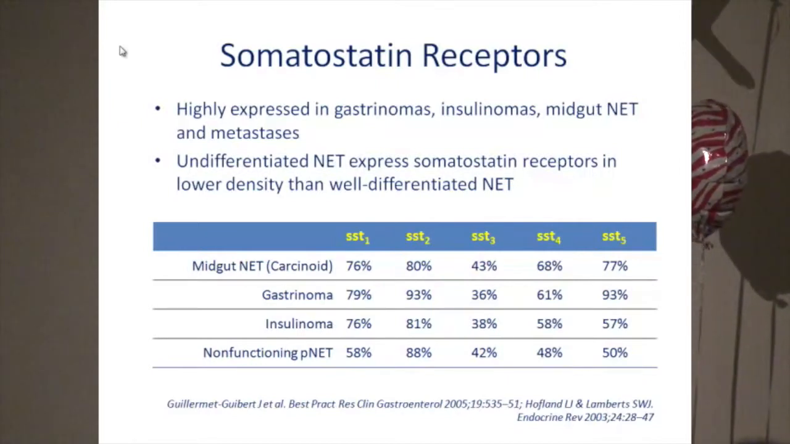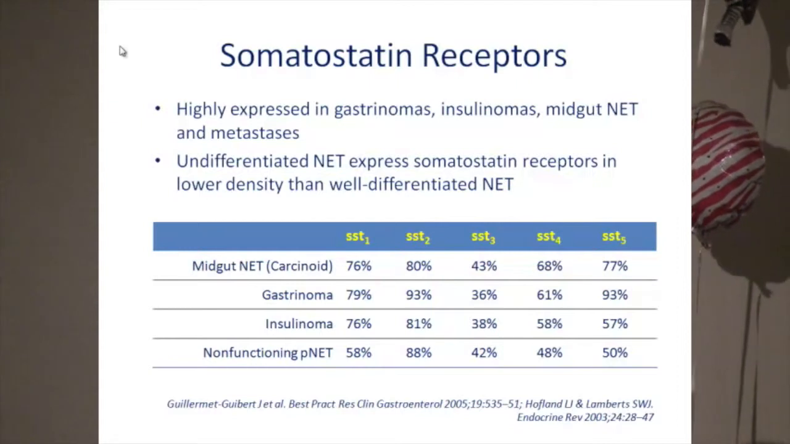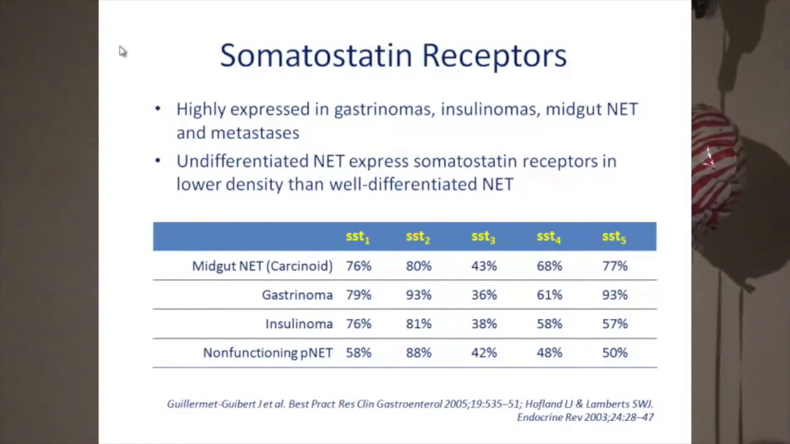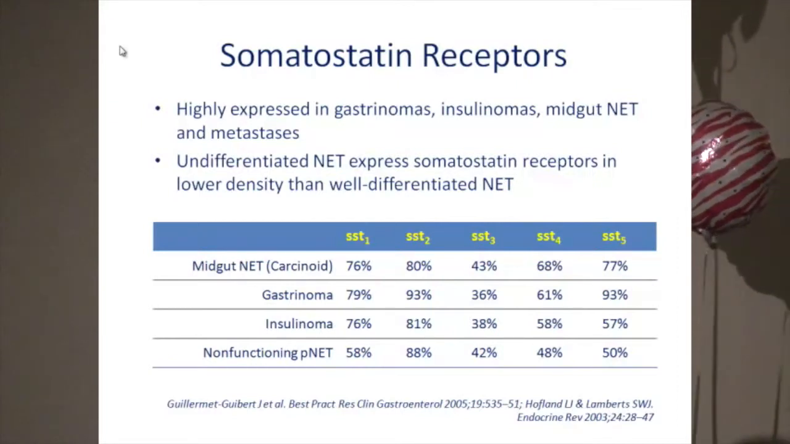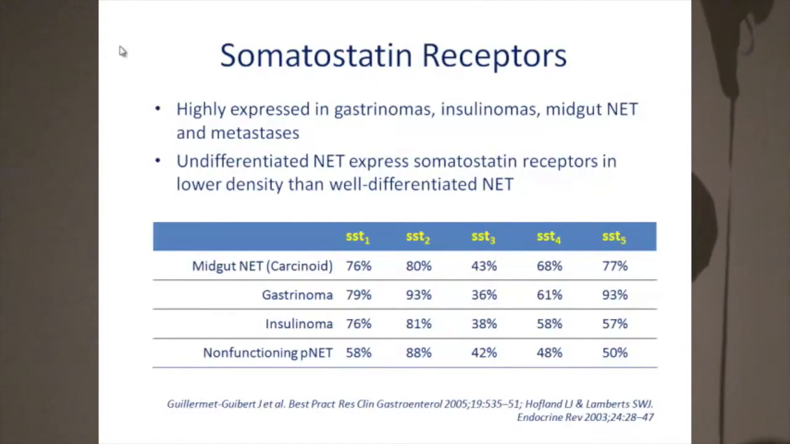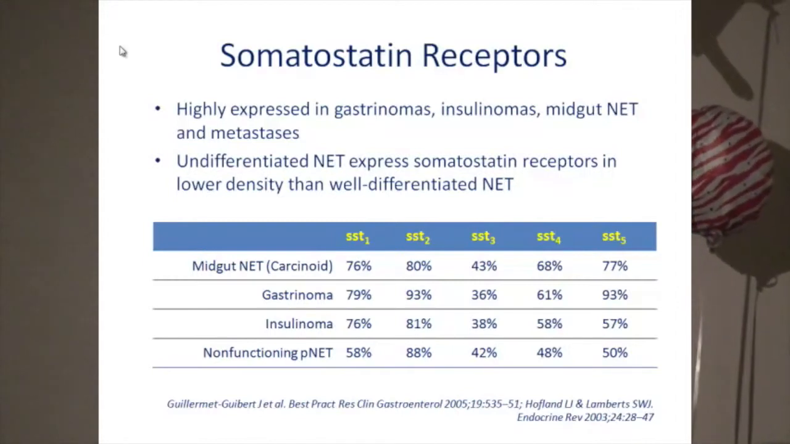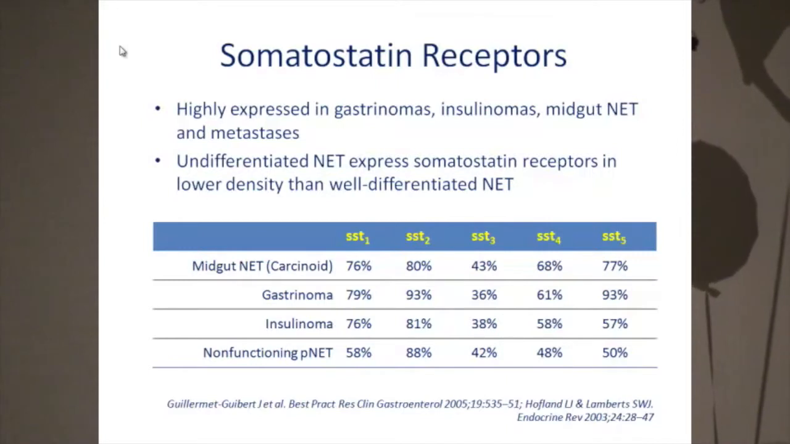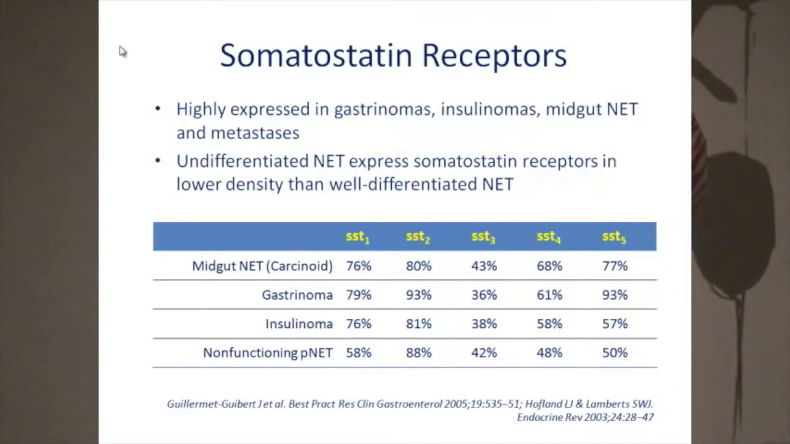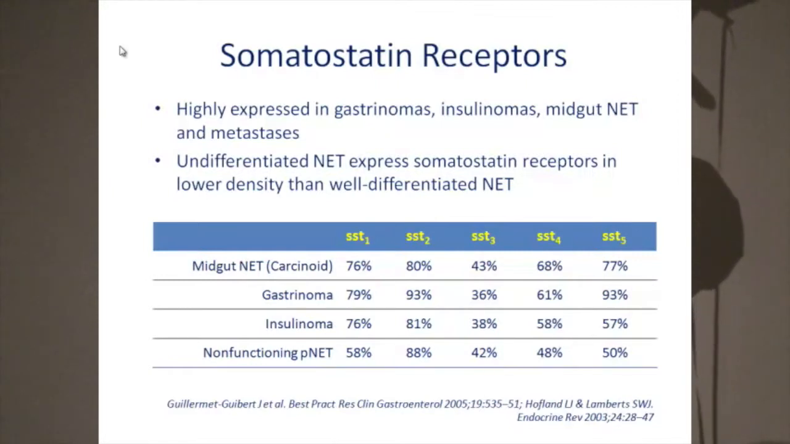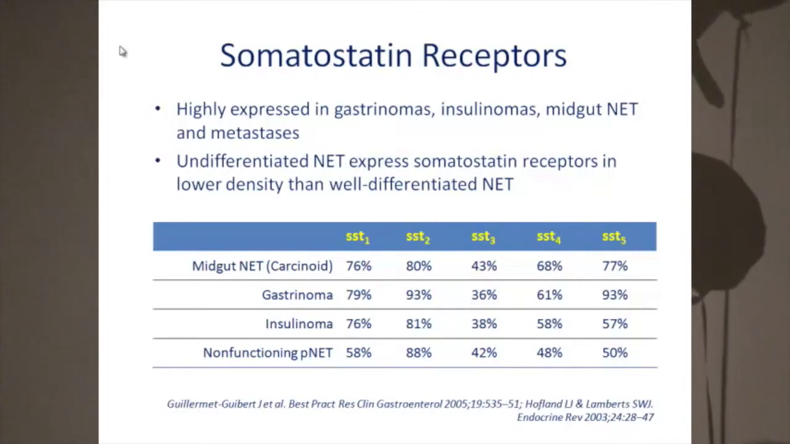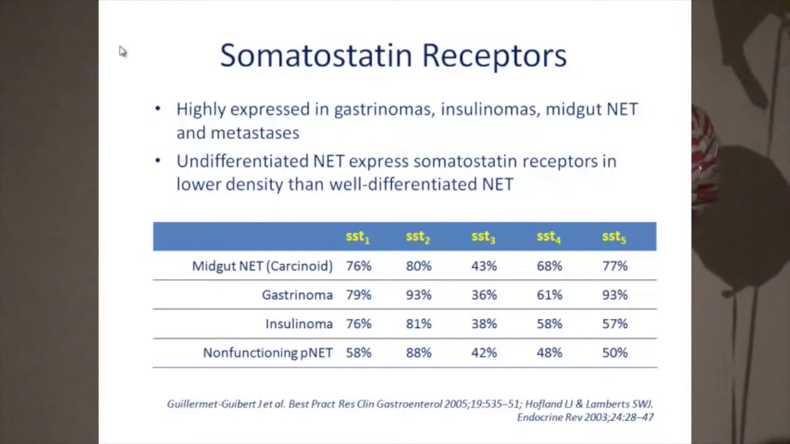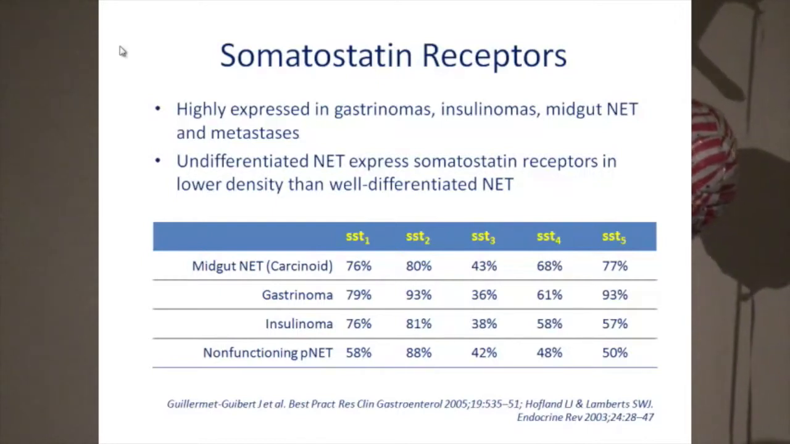So you can see here on the diagram that midgut, gastrinoma, insulinoma, and even non-functional pancreatic neuroendocrine tumor have a high expression, particularly in somatostatin receptor 2 and somatostatin receptor 1 as well as 5. But somatostatin receptor 4, it's a little bit less, and 3 as well. What that means is probably variability in the response and side effect.